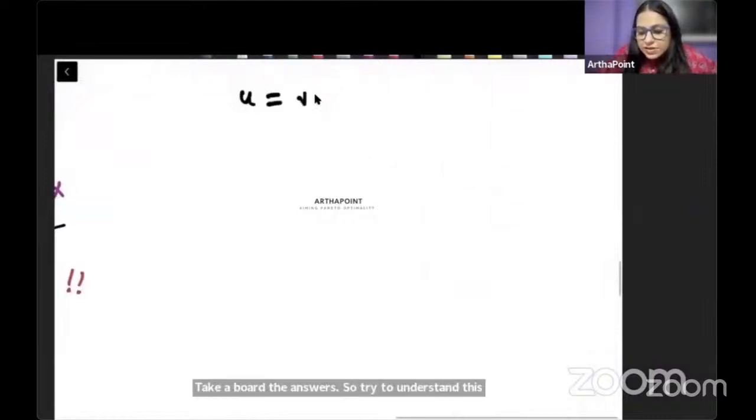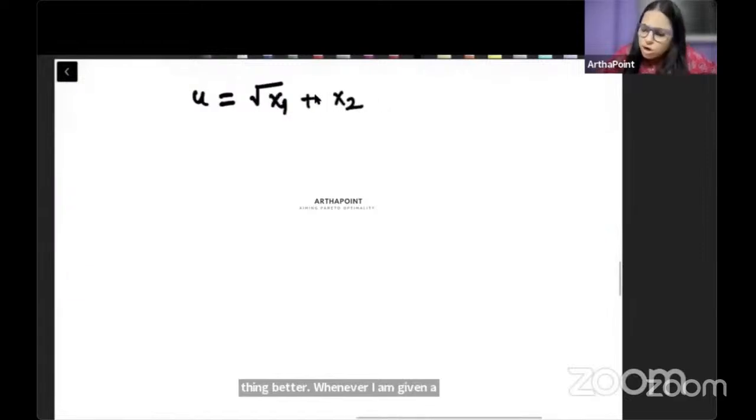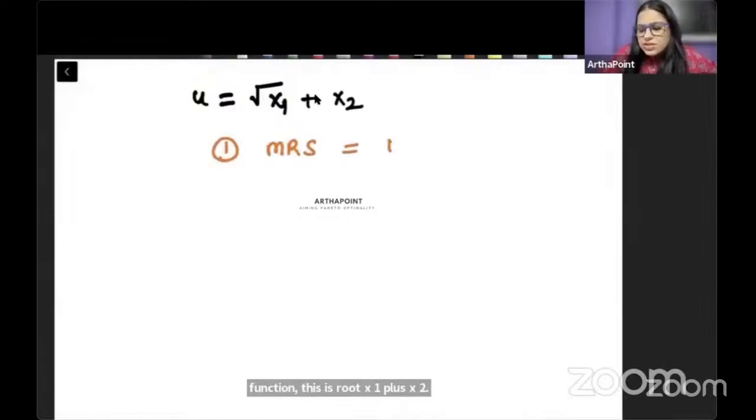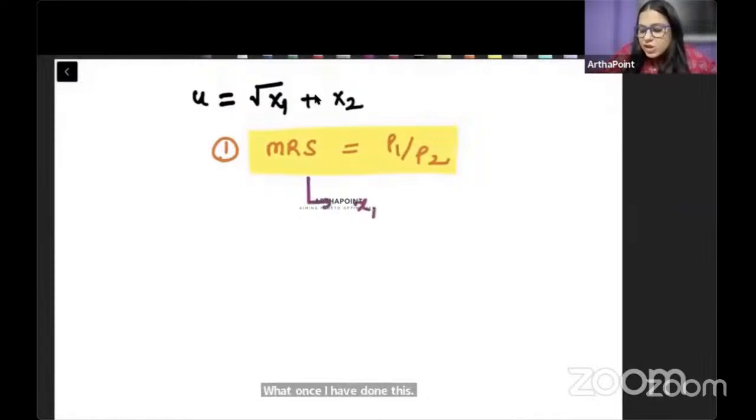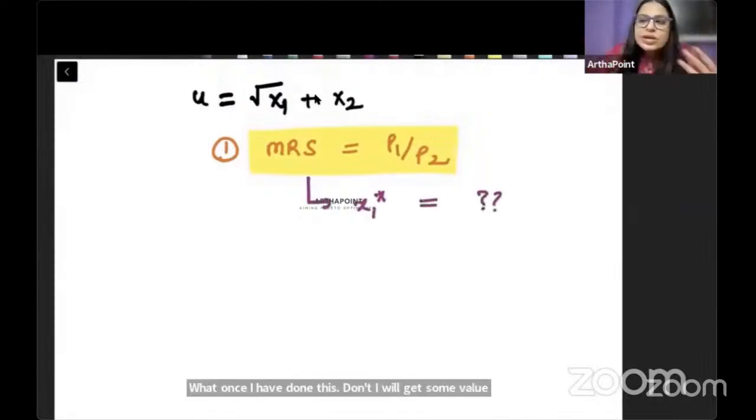Whenever I am given a quasi-linear function, like root x1 plus x2, it is very simple. First of all, I will equate MRS to the price ratio. I have done this, and after that I will get some value of x1 immediately. For that I do not need income. I will immediately get a value of x1.